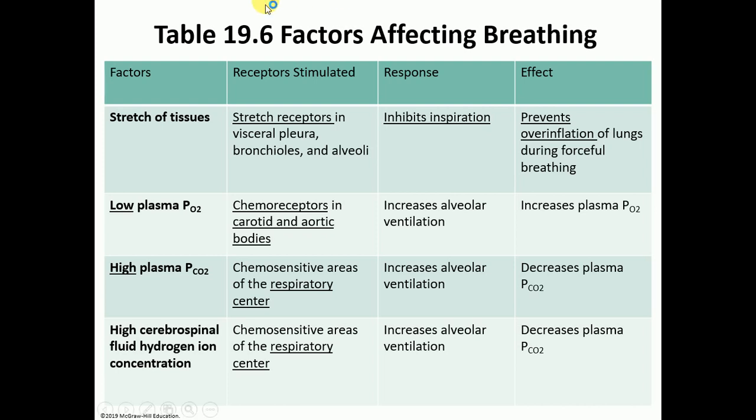So what are the factors that affect breathing? As I said, there's a stretch of tissue that is going to stimulate the inflation reflex that we talked about. Low levels of PO2 are going to stimulate the chemoreceptors in the carotid and the aortic bodies. High plasma levels of CO2 or hydrogen levels in the CSF are going to stimulate the central chemoreceptors that are found in the CNS. All three of these stimulate breathing, okay? The stretch of tissue is the only one that inhibits inspiration.